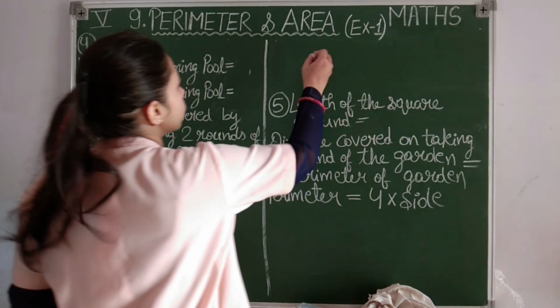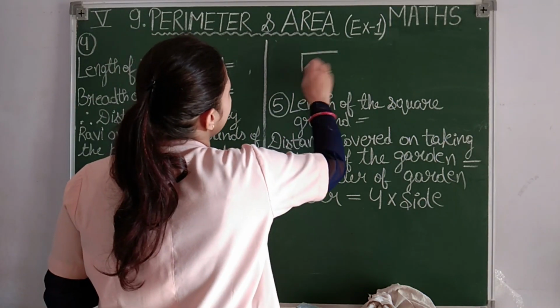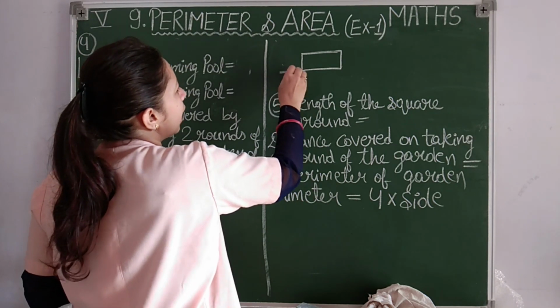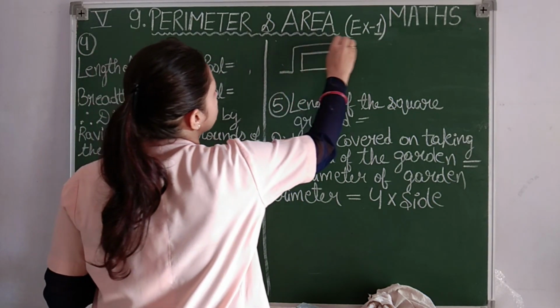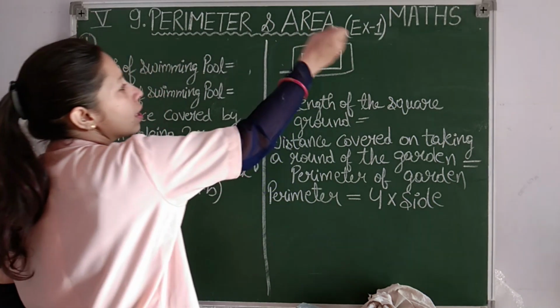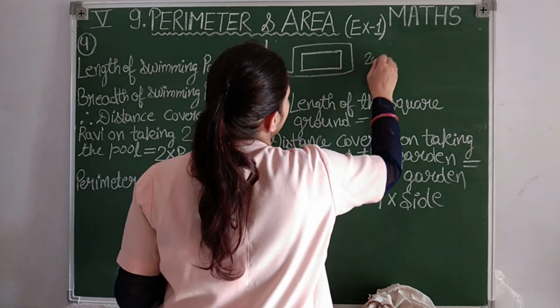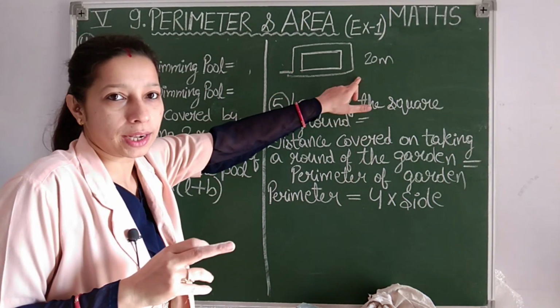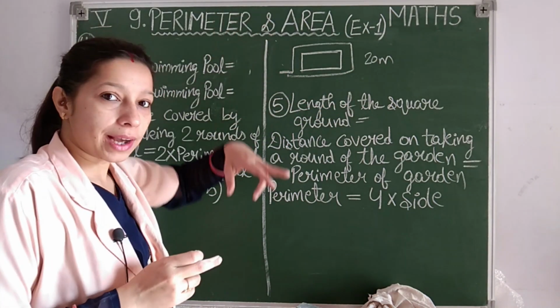I'll explain it to you with one small figure. Suppose this is the rectangular swimming pool, students, and here is Ravi. He will be taking 2 rounds of the swimming pool. This is one round. Suppose, for example, it is 20 meters. The total distance he has covered in one round is 20 meters, so he will cover the same distance 2 times.